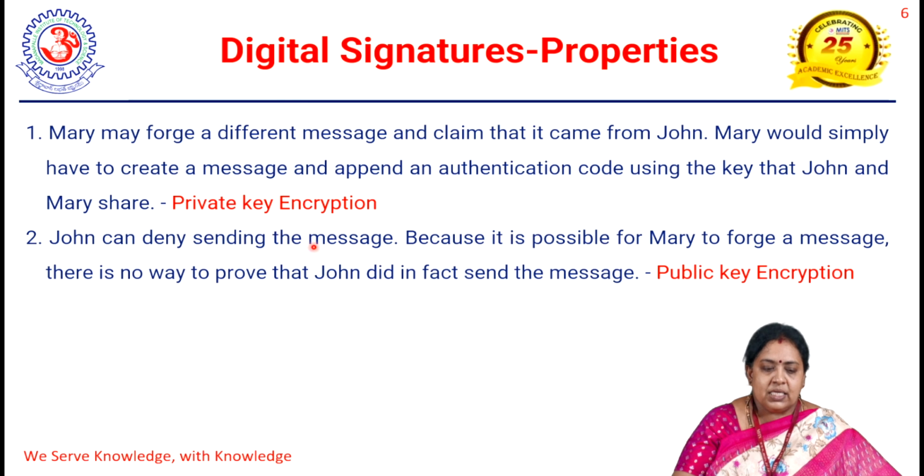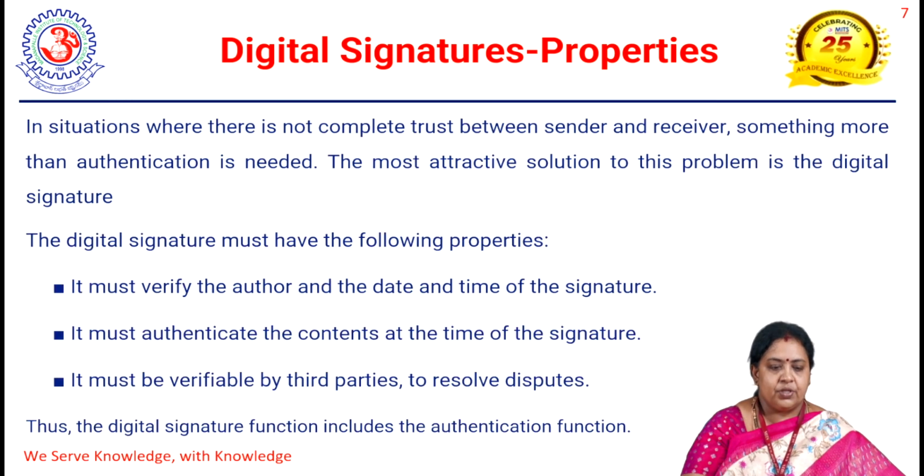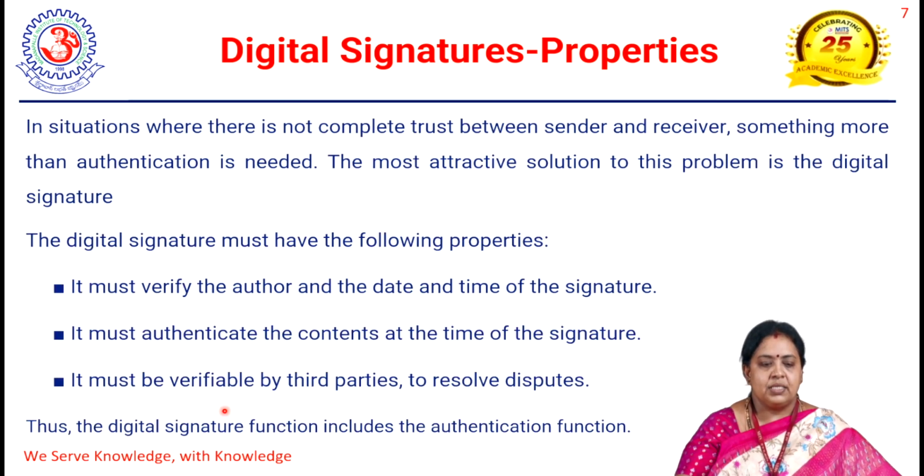So these are some of the drawbacks that we are going to face in cryptographic communication. For that purpose, some authentication is needed when there is no trust between the two parties, the sender and the receiver. That we call a digital signature. This digital signature has some properties. So what are these properties?